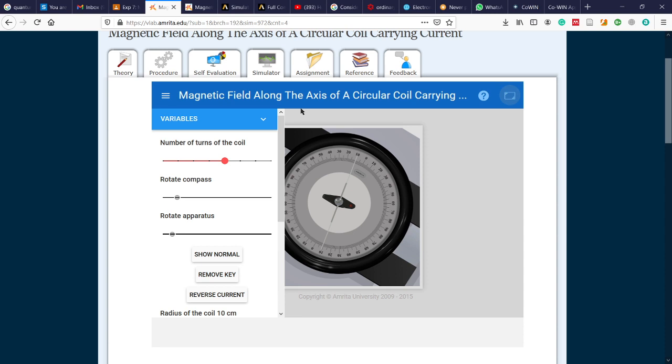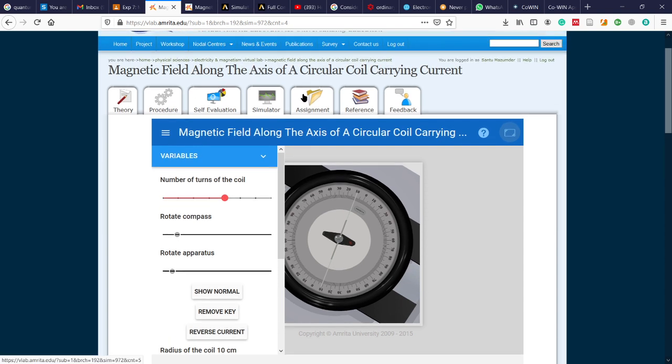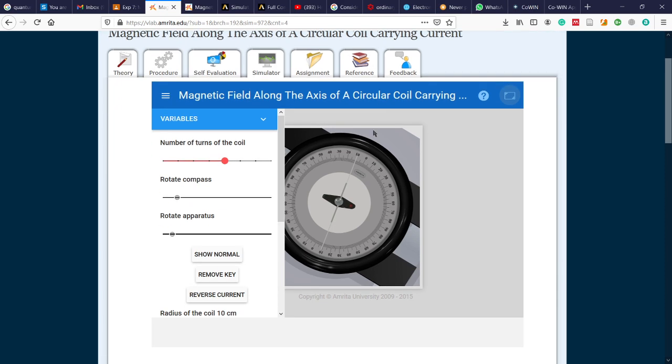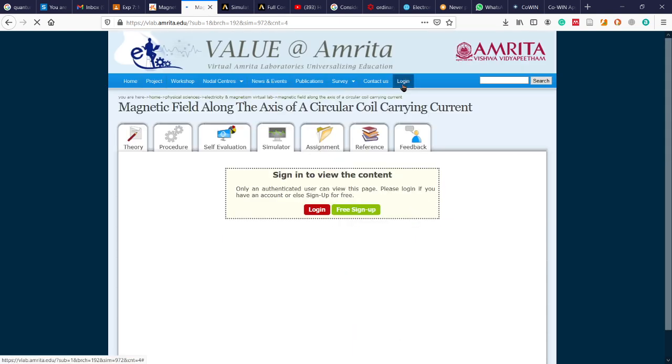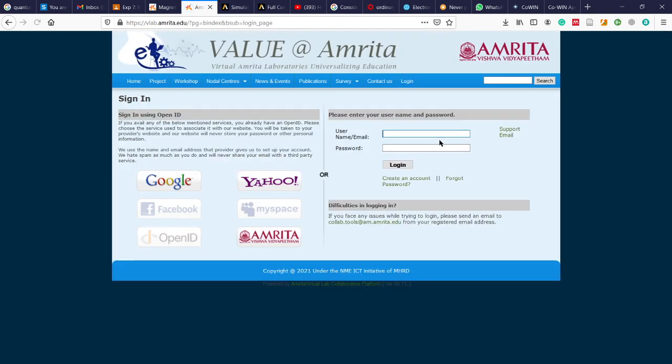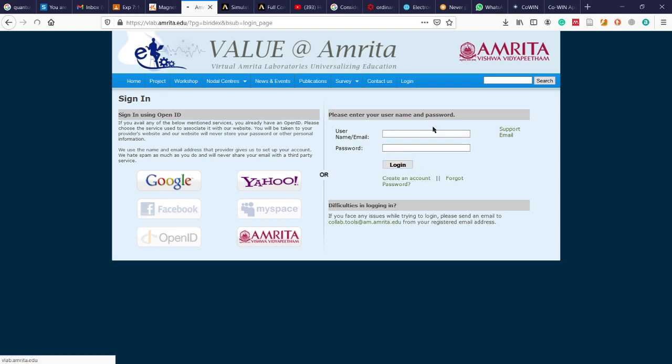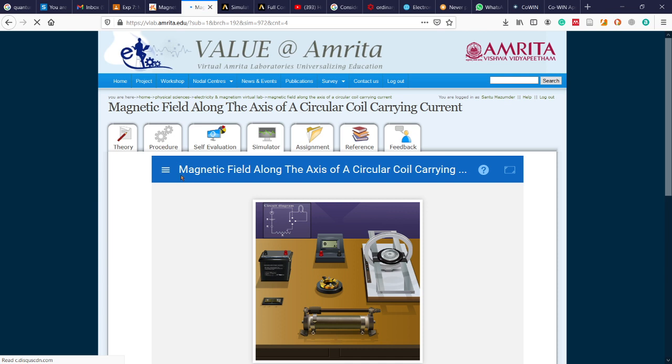So let us start with the simulator that is given in the virtual lab for the magnetic field along the axis of a circular coil carrying current. Now coming to the simulator part, here we have set all the things we needed. In the simulator you can see that we need to log in, followed by some initial adjustments, which we will skip in this video for the sake of simplicity.